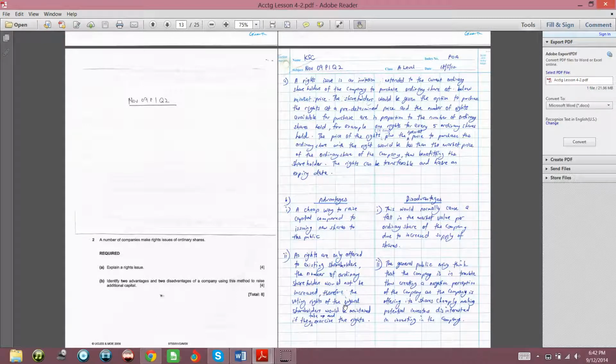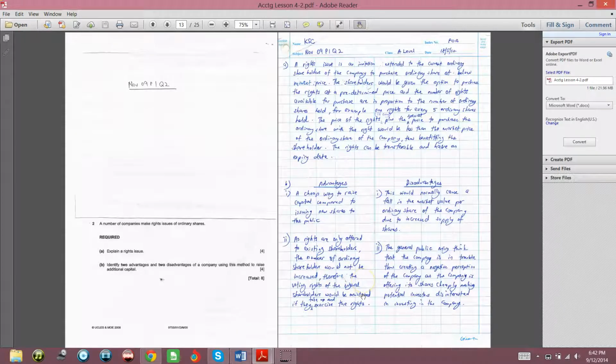Some students write: not to dilute control within the company as the rights are only offered to the existing shareholders. Thus, issuing a rights issue does not significantly increase the number of new shareholders in the company. So that means it does not dilute the politics. You can even say it does not significantly affect the politics within the company.